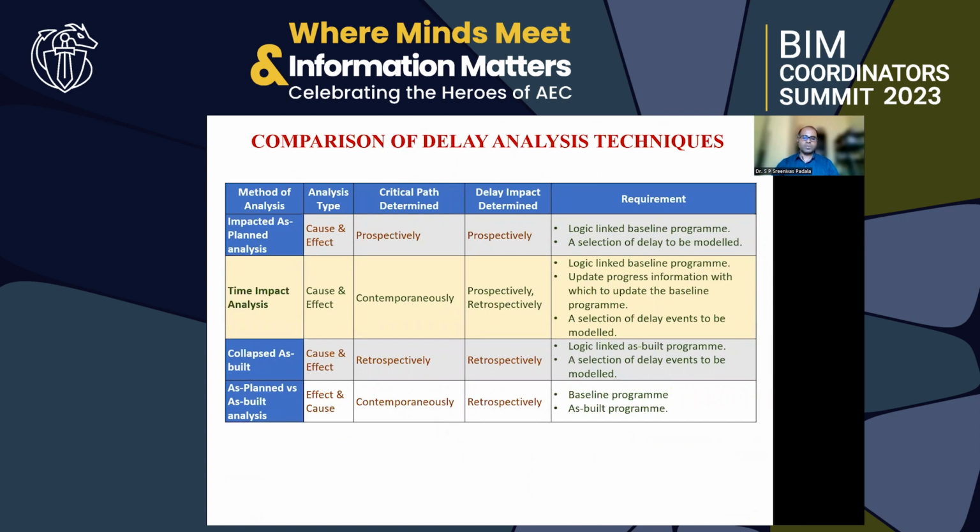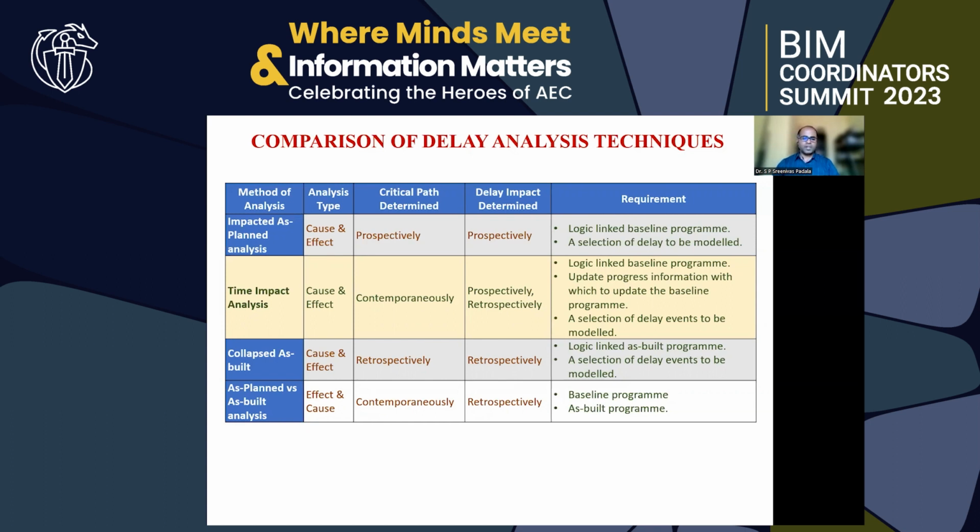What is the impact of changes towards the cost, towards the time? That's another part. So we know that there are four different types of methods to quantify or to determine the delays or cost overruns. One is impact as planned analysis, then we have time impact analysis, then we have collapsed as-built analysis, and as-planned versus as-built analysis.